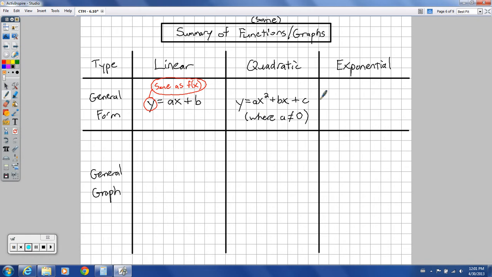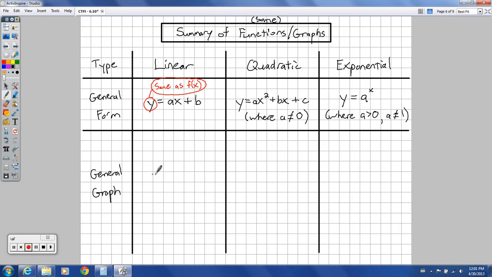So a does not equal 0. And in this one, y equals a to the x power, exponential. So this also has to be true at the same time: a has to be greater than 0. No negative values for a, and no 0 values either. And a cannot equal 1, because then you just have the number itself. That wouldn't be very interesting at all.